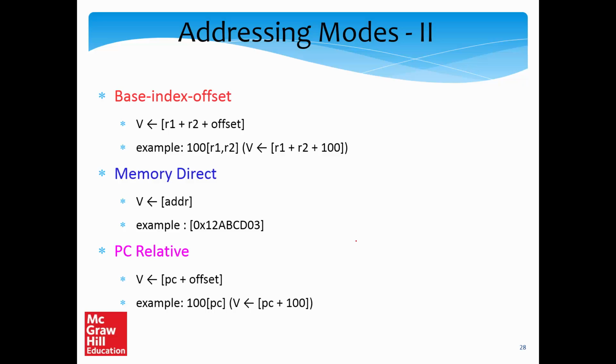Let's discuss some more addressing modes which are not very frequently used. But nevertheless, they are common enough that we should discuss them, especially when we take a look at the x86 instruction set, where we would find these addressing modes to be extremely useful. One of them is the base index offset addressing mode. In this case, instead of one register, we have 2 registers. We have a base register, which in this case is R1. We have an index register, which is R2 in this example, and we have an offset, which is an immediate. We add the contents of the 2 registers and the offset. We get an address.